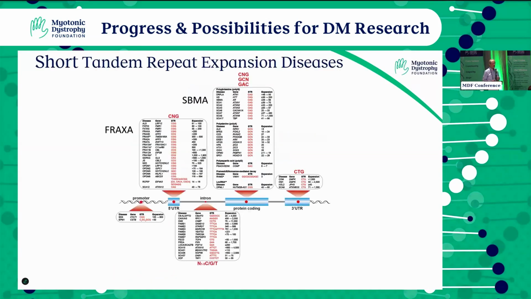So short tandem repeat diseases are now a family of diseases started by FRAX-A and spinal muscular atrophy in the early 1990s when these repeat expansions were discovered. And one thing I always like about this slide, if you look at the distribution of these repeats, if you look at the 5' UTR, the 3' UTR, you notice that they're trinucleotides. And in fact, in the 3' UTR, they're just CTG trinucleotides. But you look at the promoter and the intron, it's a much more divergent set of sequences.